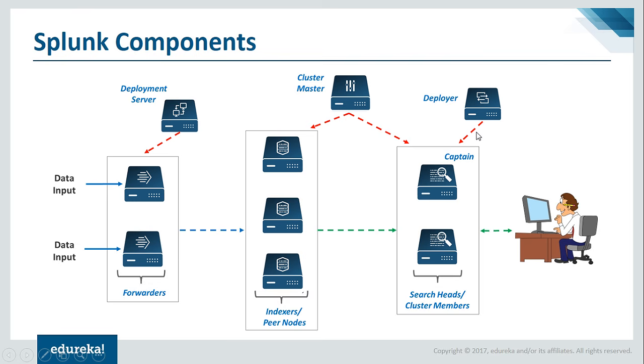The deployer would issue configuration updates to the cluster members, right? But the deployment server would do a similar job for the forwarders. If there's any change in the kind of data you want to pull from the source and send to the destination, then those application updates or configuration updates, you would be sending and scheduling through your deployment server, right? That's how the changes would be brought into effect inside the forwarders. So on a high level, this is how things work.